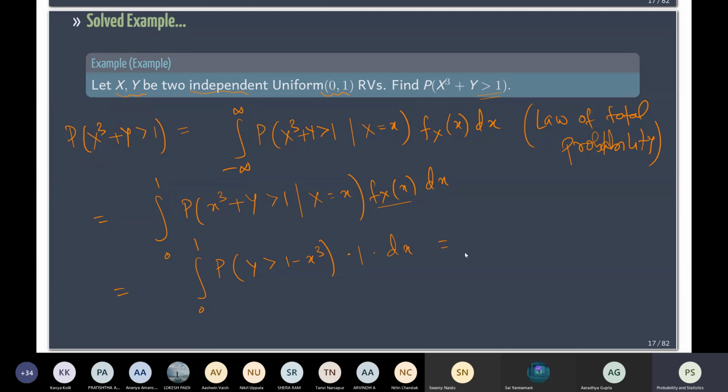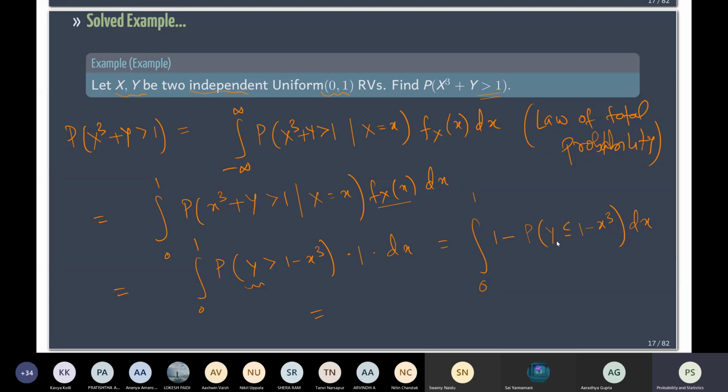Okay, and this is y is uniform, but then this is greater than. So what I need is, I can make this less than or equal to by doing 1 minus. So this is 0 to 1 of 1 minus the probability that y is less than or equal to 1 minus x cube dx, and this is uniform, right?